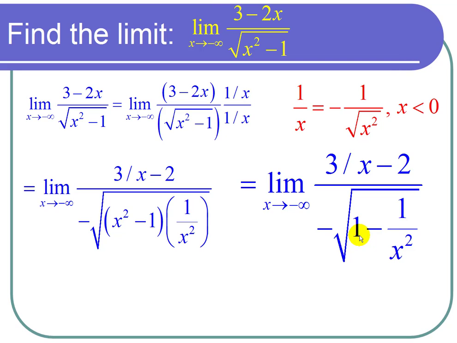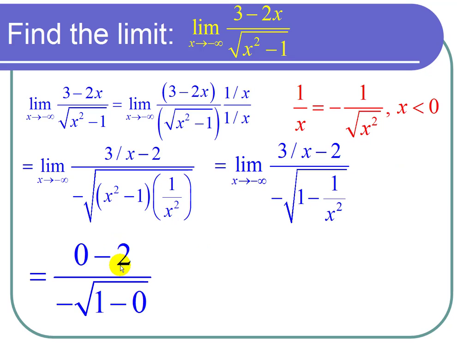And when we have a number over x as x approaches infinity or negative infinity, that term goes to 0. So I can rewrite this as 0 minus 2 over negative the square root of 1 minus 0. Well, 0 minus 2 is negative 2. 1 minus 0 is 1. Root 1 is 1. So we get negative 2 over negative 1, and that's equal to 2. There's my limit, and I'm done with the problem.